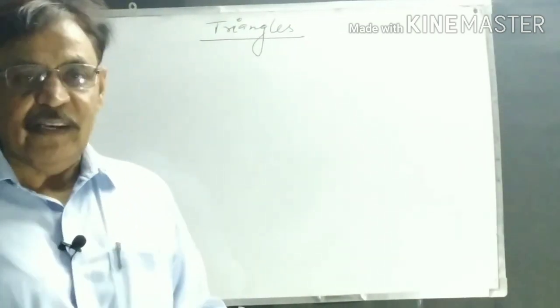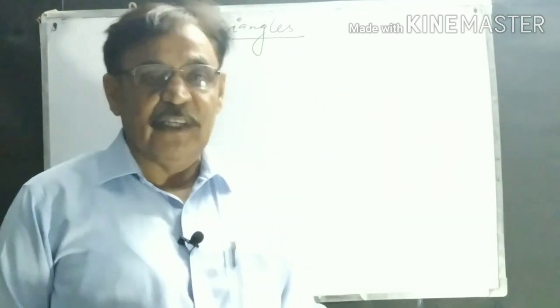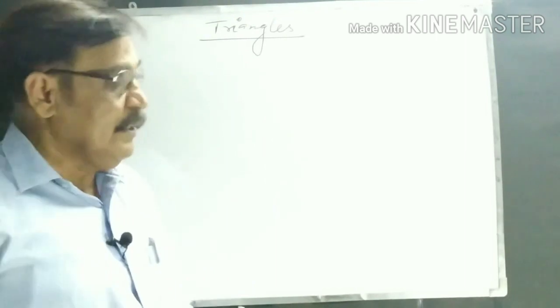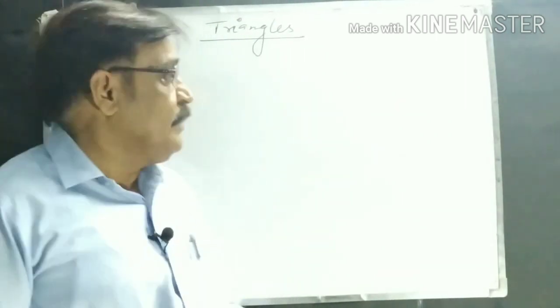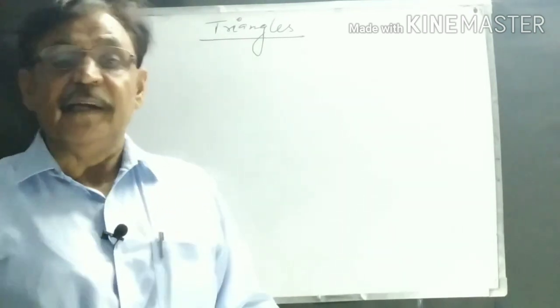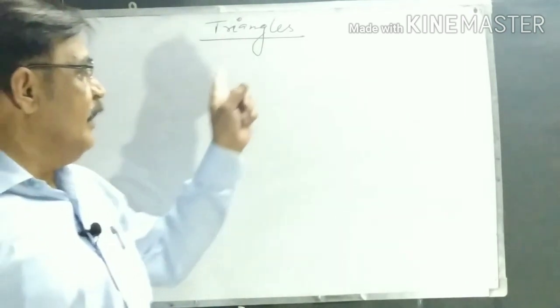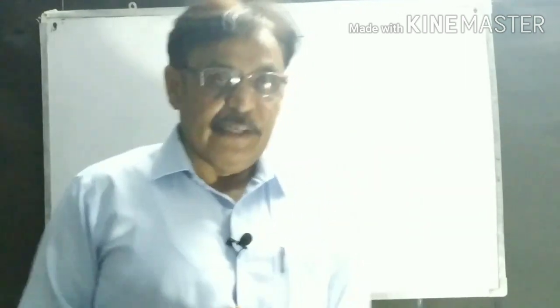I was busy somewhere, so today we are going to start chapter 6 of NCERT, and that chapter is about triangles, similar triangles. In previous class you might have studied congruent triangles.